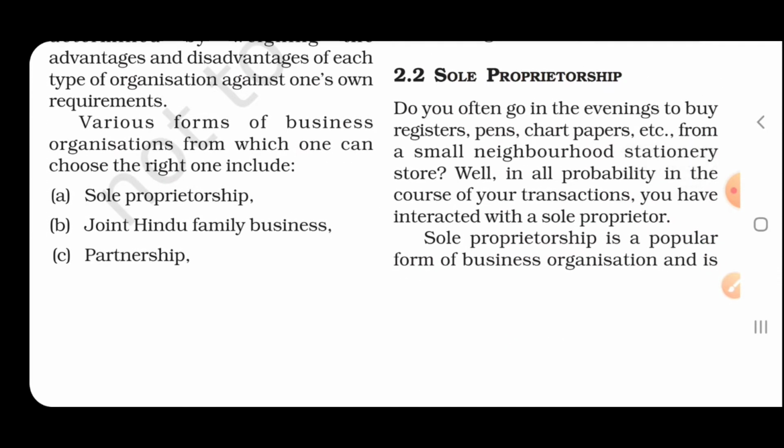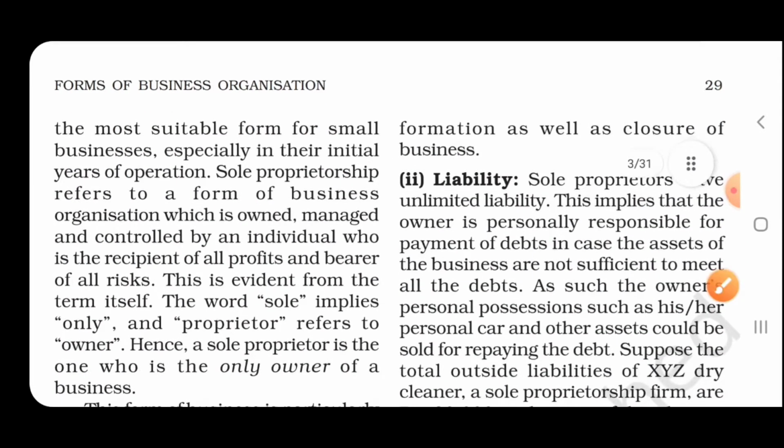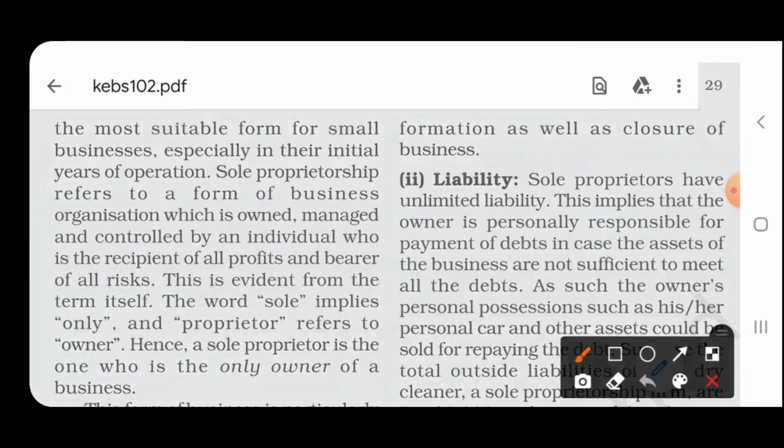Sole proprietorship is a popular form of business organization and is the most suitable form for small businesses, especially in the initial years of operations. That is, it is suitable for small businesses because when you are starting a business, you don't know much about it. So when a small scale operation is done, it is suitable for small businessmen because they are doing it for the first time, and they don't have much money to invest in a huge business. So for them, this type of organization is more suitable.